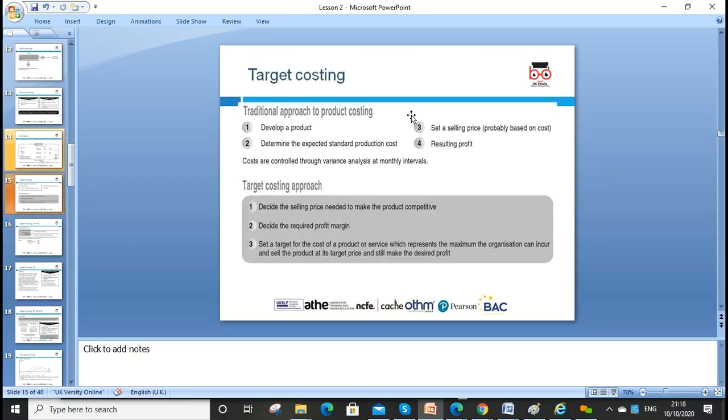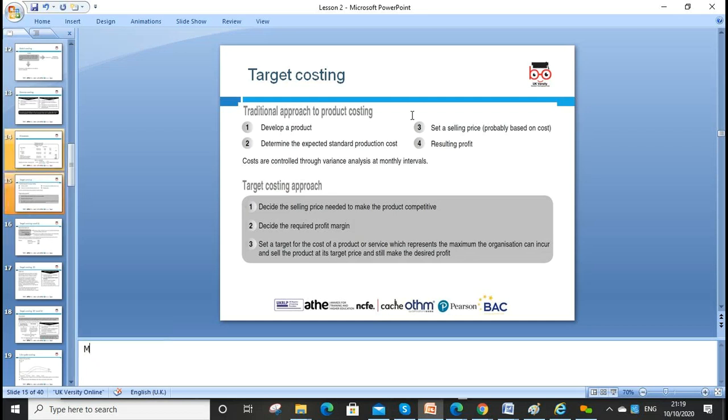Then next we have target costing. Target costing is very popular for deciding the price. In the traditional approach to product costing, you develop a product, determine the expected standard cost of the product, and costs are controlled through variances at monthly intervals. Target costing means you decide the price and you can add the margin and mark-up there.